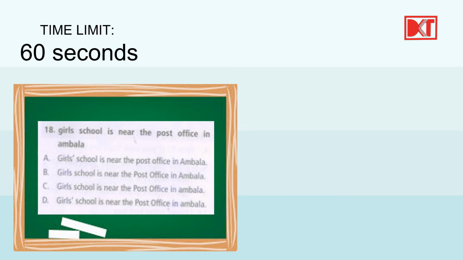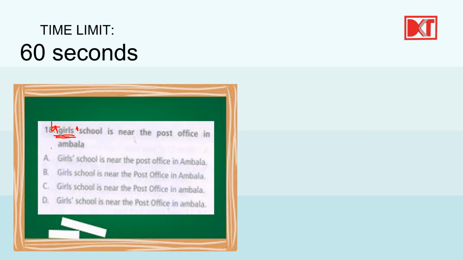Here, girls' school is near the post office in Ambala. Right here, let's start. Girls' school. Here, G will be capital. And then we talk about girls' school. Here, we're talking about the possession but in plural. Right, so where will be the apostrophe? Here, after S. Girls' school is near the post office in Ambala.